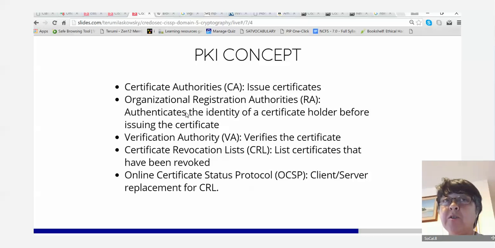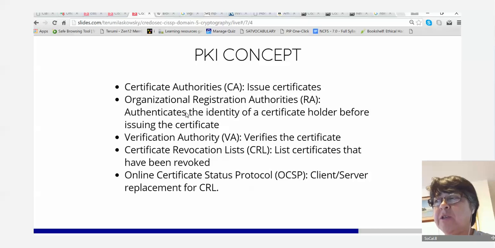Or it could be somewhere in between, depending upon the type of certificate that you get and how much you pay for it. The cheaper one, I think they only do online checking. But usually it takes like 3 to 4 hours for them to verify your status, and then issue a certificate. So that's what RAs do.